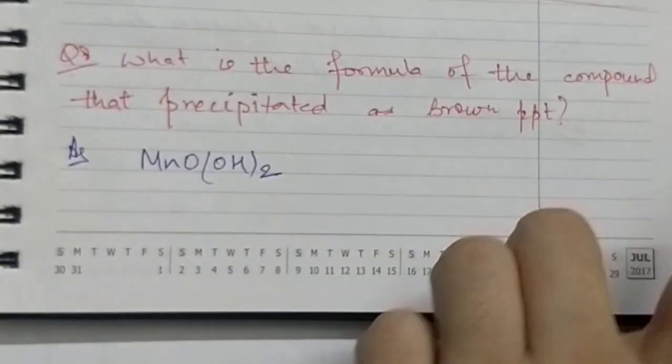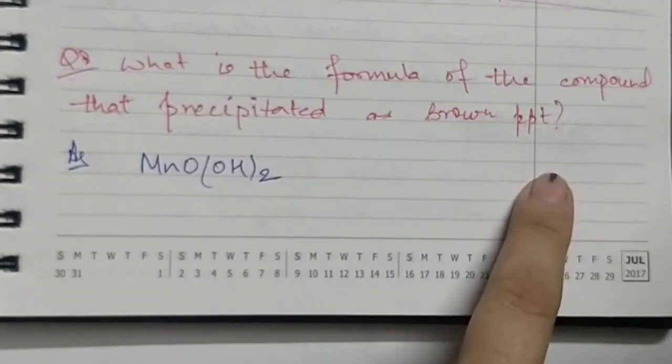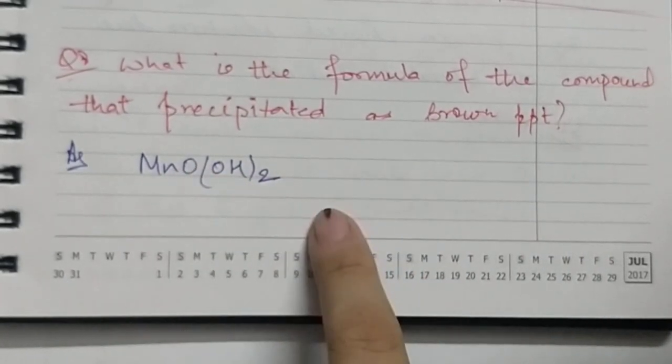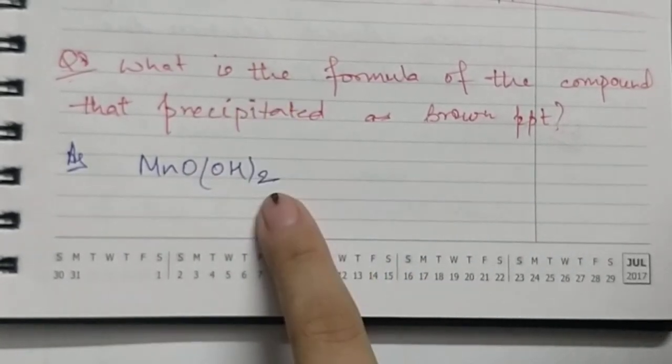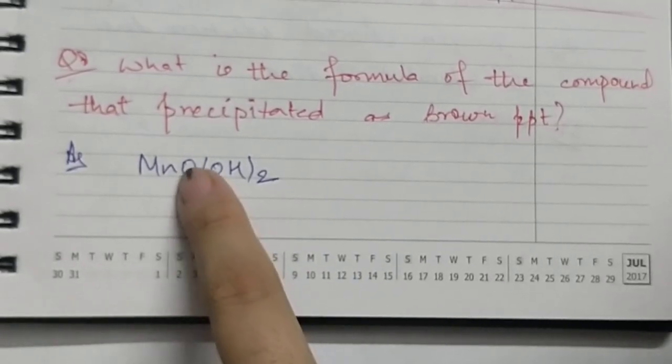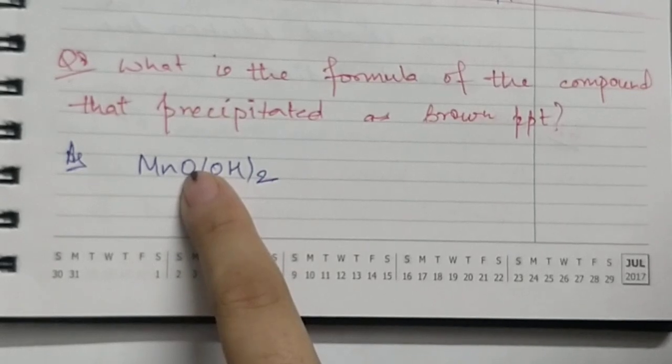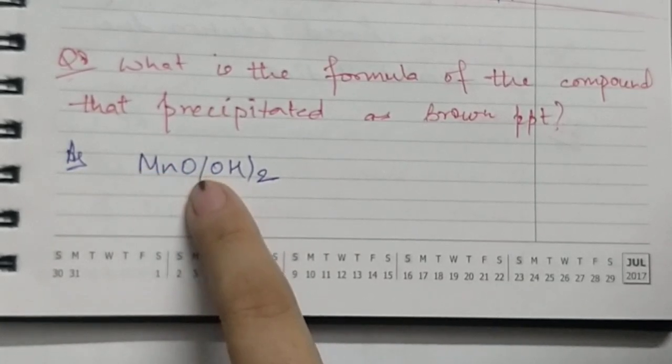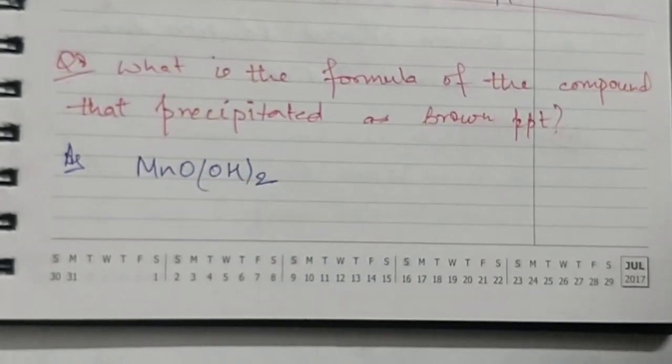What is the formula of the compound that precipitated as brown PPT? MnOOH whole twice is the compound that is precipitated as brown PPT. MnSO4 basically consumes the oxygen from the dissolved oxygen and forms MnOOH whole twice as the brown PPT.